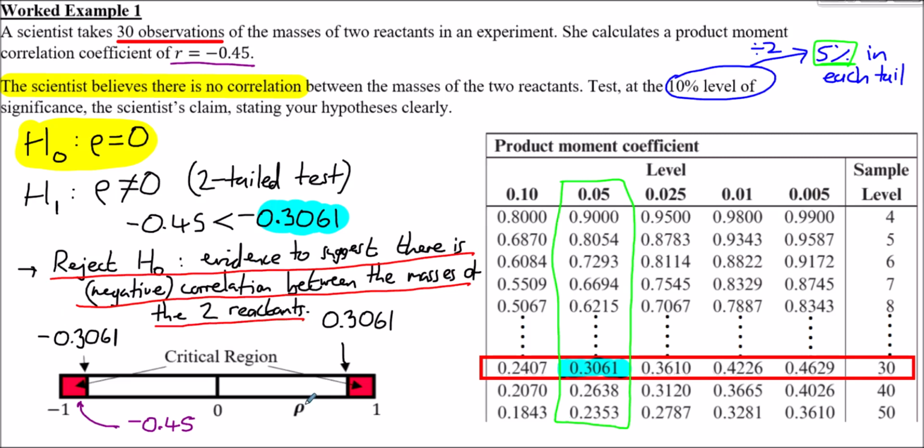So that's worked example 1. Let's have a look at another worked example, which is, as you can probably guess, a fairly similar idea. This one was two-tailed. How would it look if it were one-tailed?